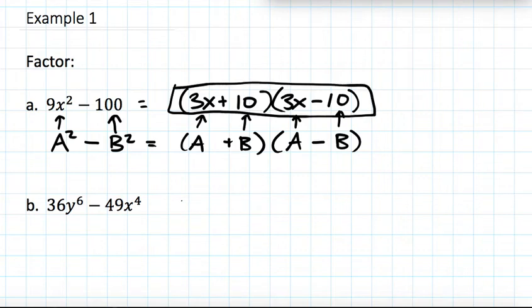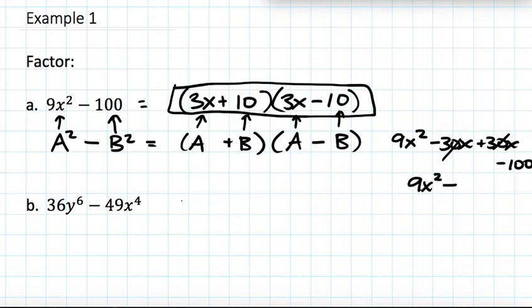Now, if I check this using FOILing, I should get back to what I originally had. So if I do FOIL on this, I'm going to get 9x squared for first, minus 30x for outside, plus 30x for inside, and then minus 100. So what you notice is that the middle two terms, minus 30x and plus 30x, those should always cancel out, and then I have 9x squared minus 100 left. So that's what I started with, so it checks out.